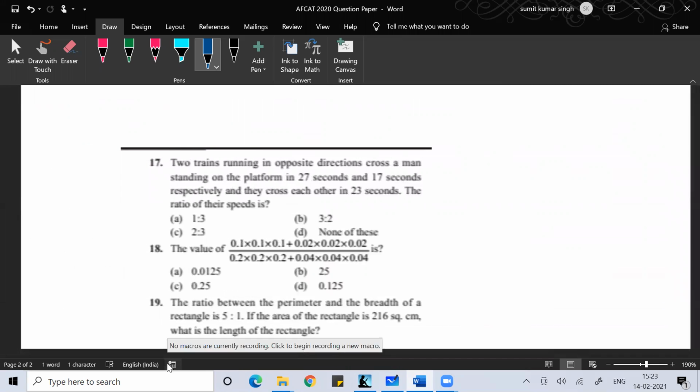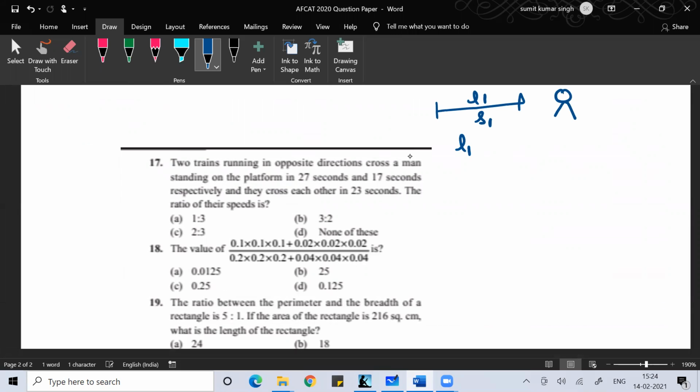So question number 17. Two trains running in opposite directions cross a man standing on a platform. Suppose the length of the first train is L1 and its speed is S1. This train is crossing the person, so we don't consider the length of the person. If this train is crossing the person, distance is equal to speed into time. So L1 is equal to the time this train took, which is 27 seconds.